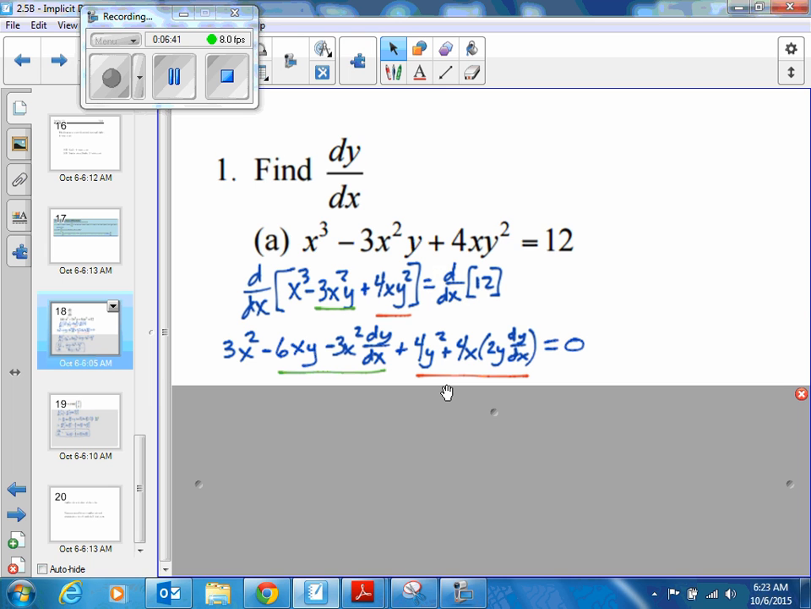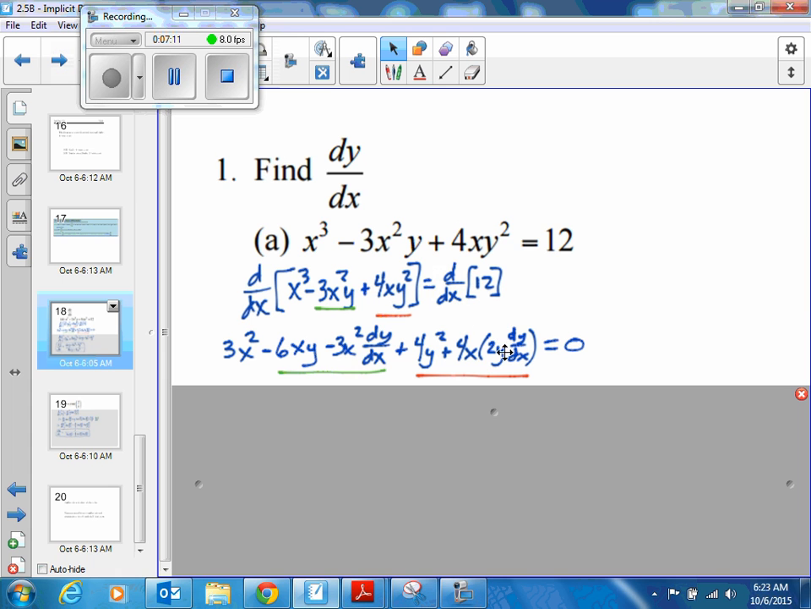Now, how many terms here have a dy/dx in them? We already have everything expanded out. Nice. This term right here, no dy/dx. This term, no dy/dx. This one does, and this one does as well. These parentheses right here are not meaningful at all. These are not multiple terms. This is one thing. It's 4x times 2y times dy/dx. So this is going to become 8xy dy/dx.